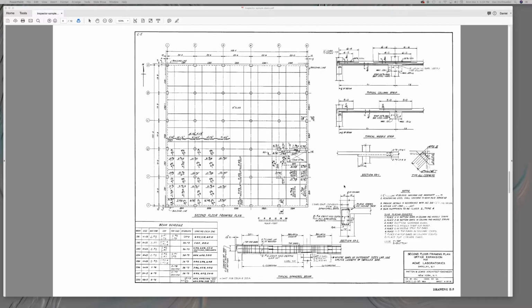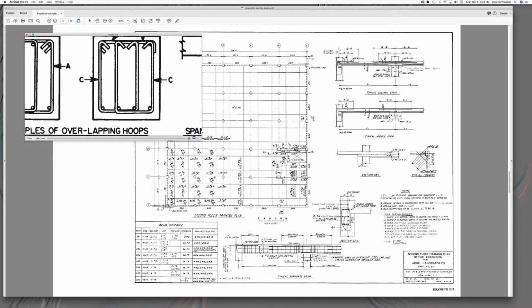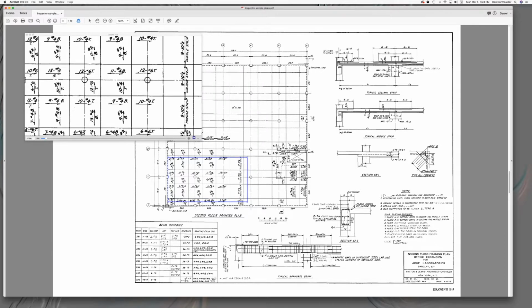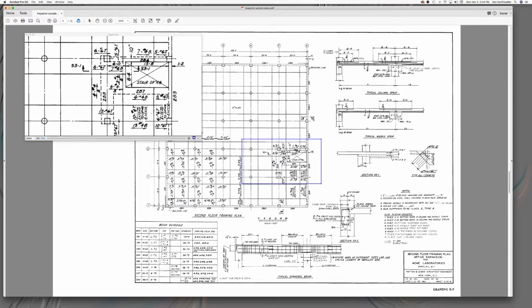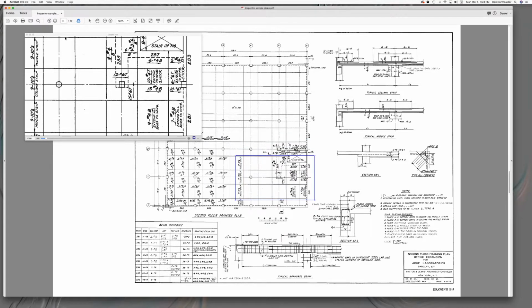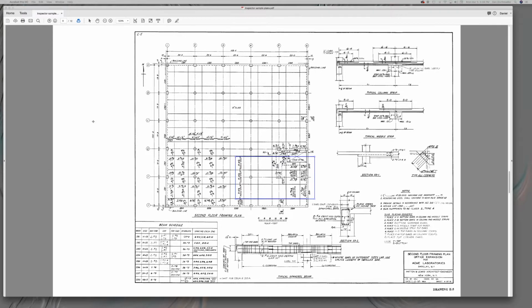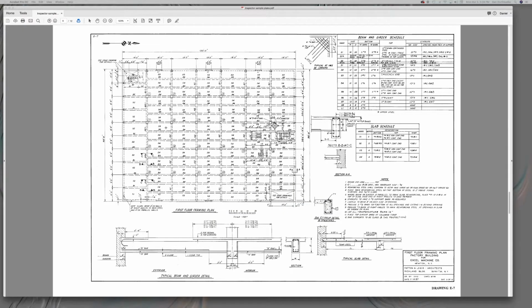Sheet 5 tells me it's a second floor framing plan. I see a beam schedule. If we want to blow up, where's my little loop? There it is. So I can blow that up. I've got 11 number 4s doing something there, and 10 number 4s doing something there. And over here, I've got something going on. All right, pull that back out of the way for a minute. Here's another framing plan, a typical beam and girder framing plan. And up there, they tell you what the schedule is for it.